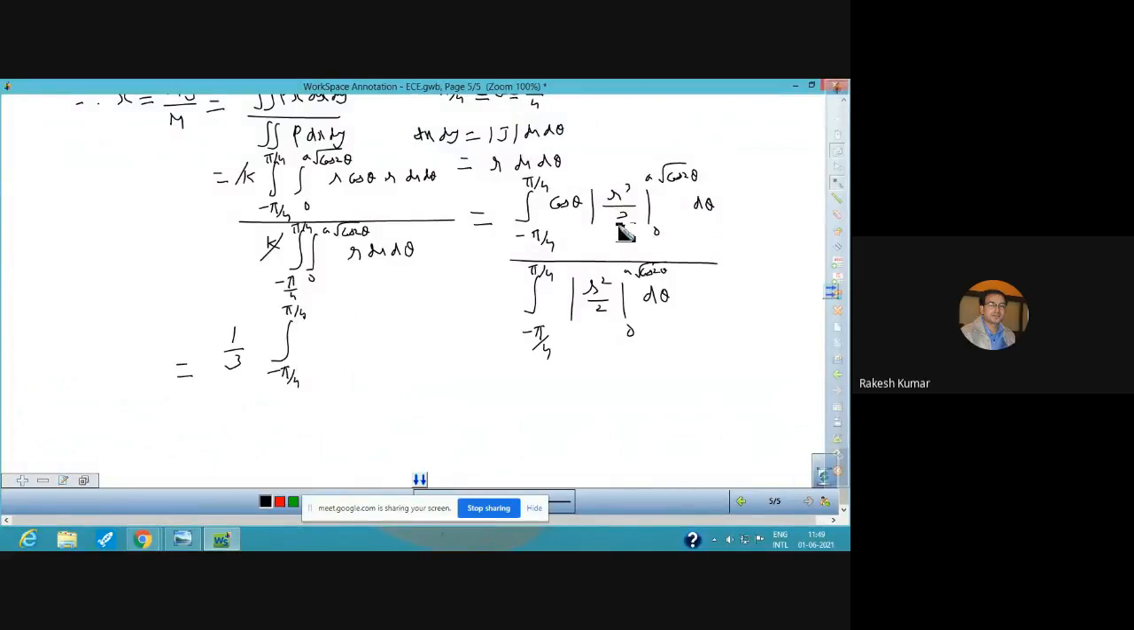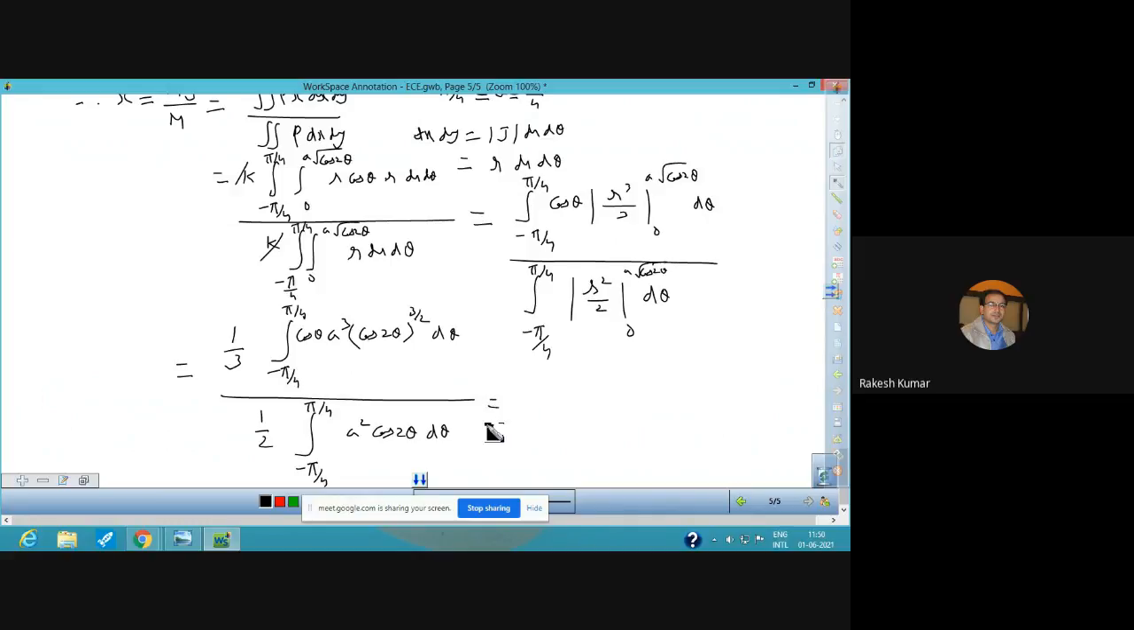So after substituting the limit, you should have a cube into cos 2 theta raised to power 3 by 2 d theta. And here cos theta is already there. So write down cos of theta divided by 1 by 2, that is minus pi by 4 to pi by 4. Put the value here. That is cos square, a square into cos of 2 theta d theta.